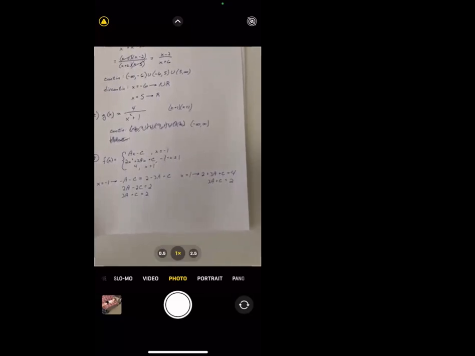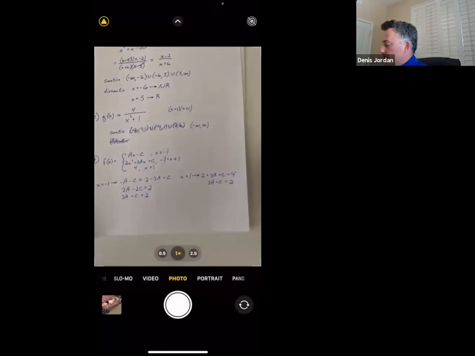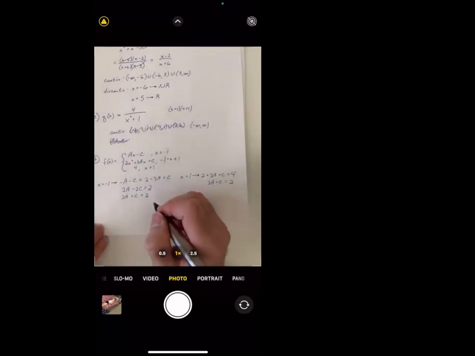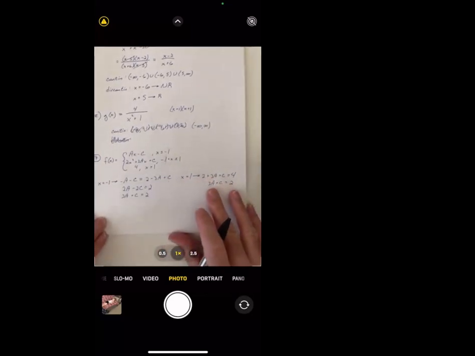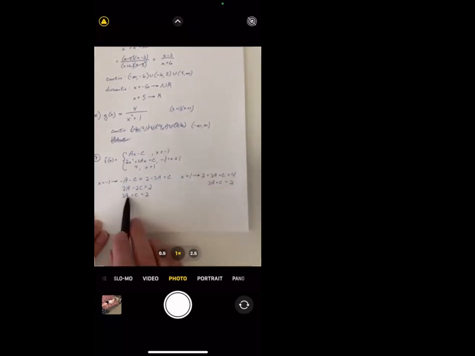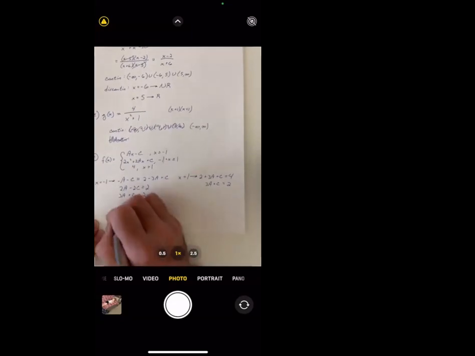Elimination. Okay. How would you do it? Well, it seems like you could add 2 times the second equation to the first equation to eliminate the C variable. So take this equation, multiply it by 2. Right. Yeah. Okay.